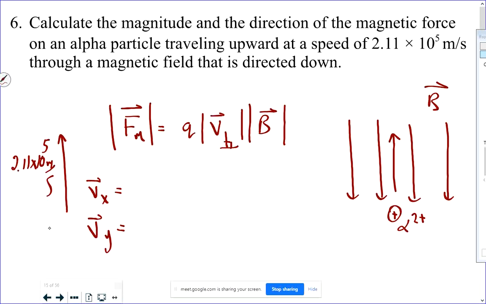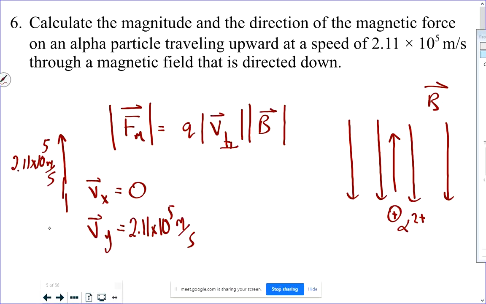You should hopefully recognize, everybody, that the horizontal component is 0. It's moving entirely up. It's not even moving just a little bit this way or that way. It's perfectly up. And then the y component would be the entire velocity, 2.11 times 10 to the 5 meters per second. And we've kind of talked about this in terms of momentum vectors and their x and y components this year. Now, when you start to look at the direction of this magnetic field is down.